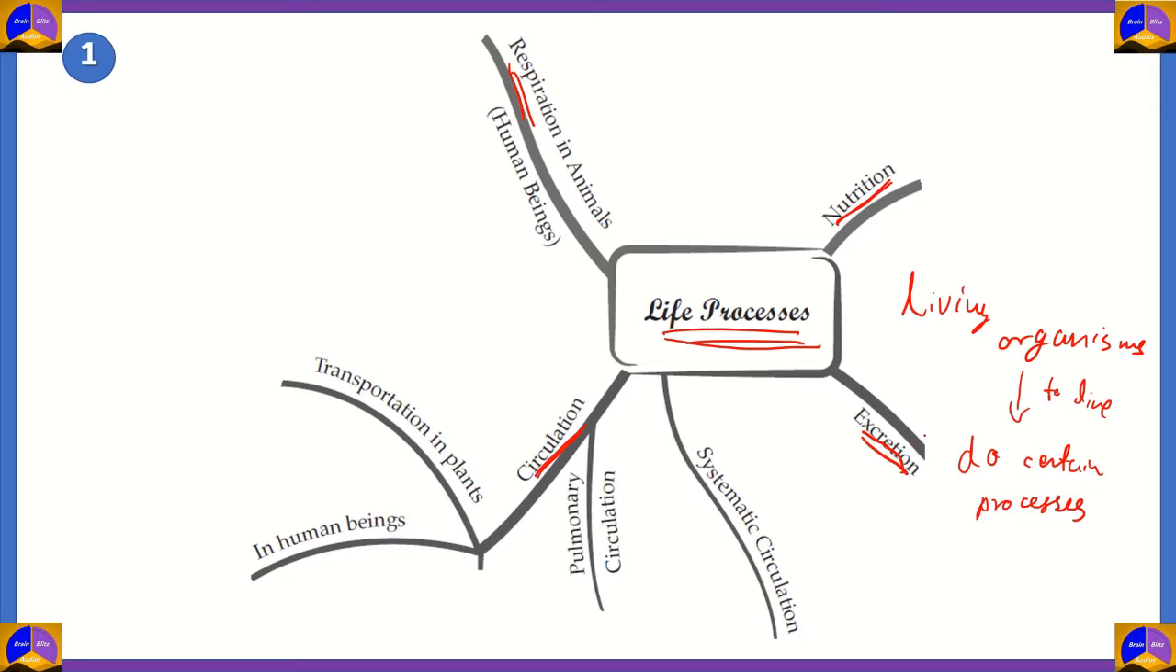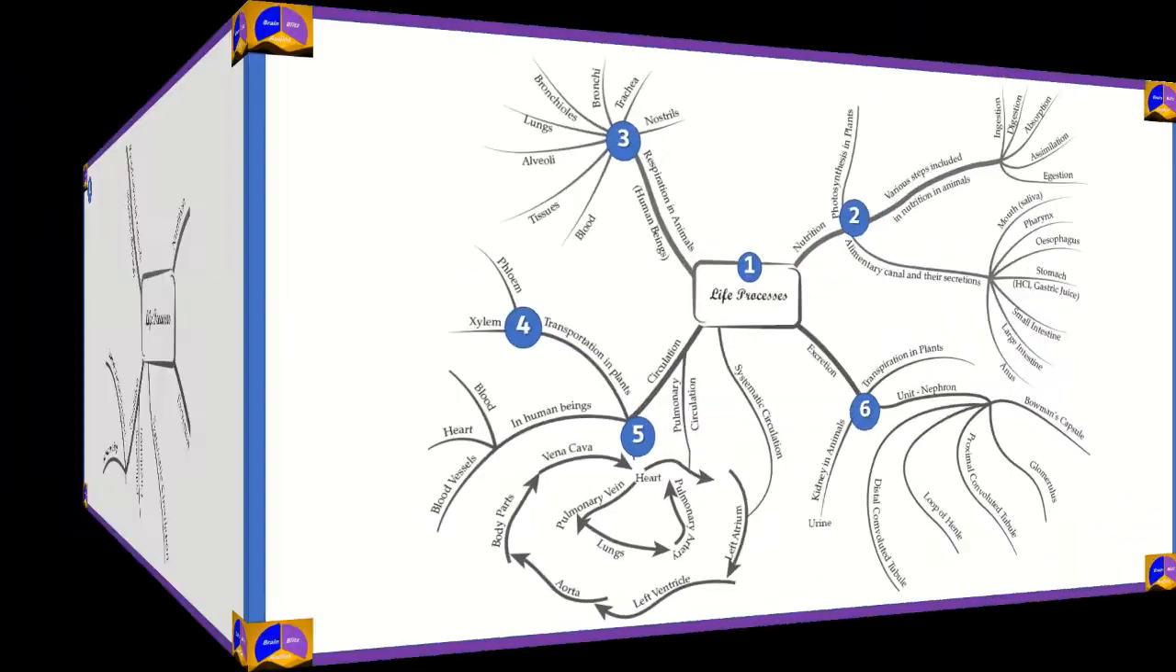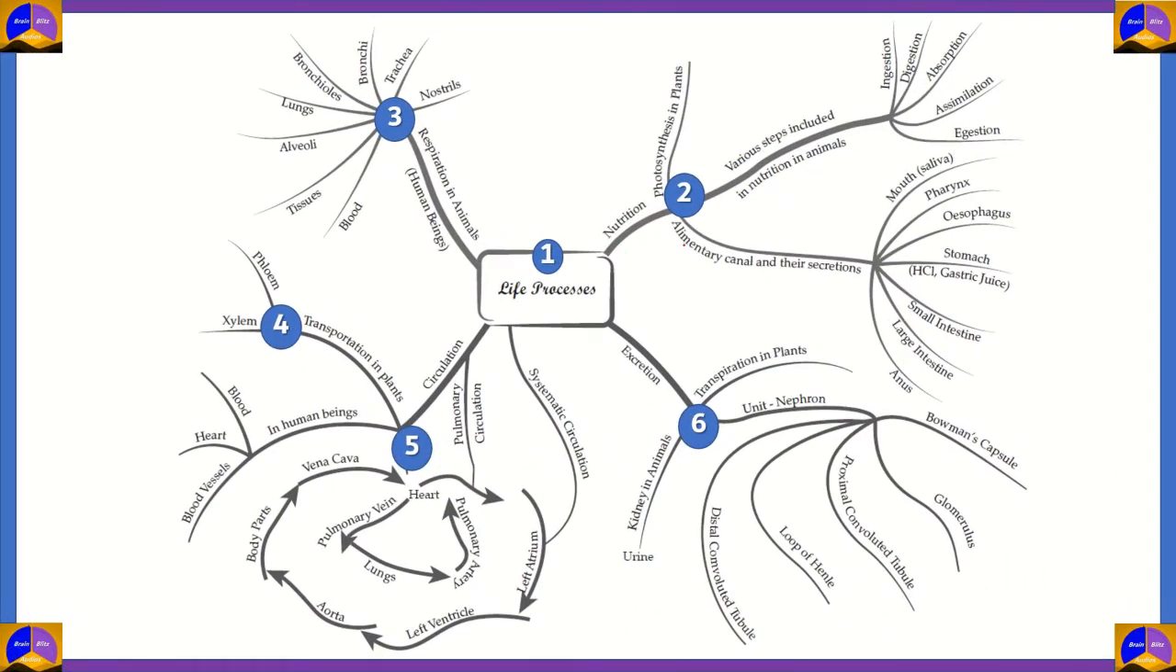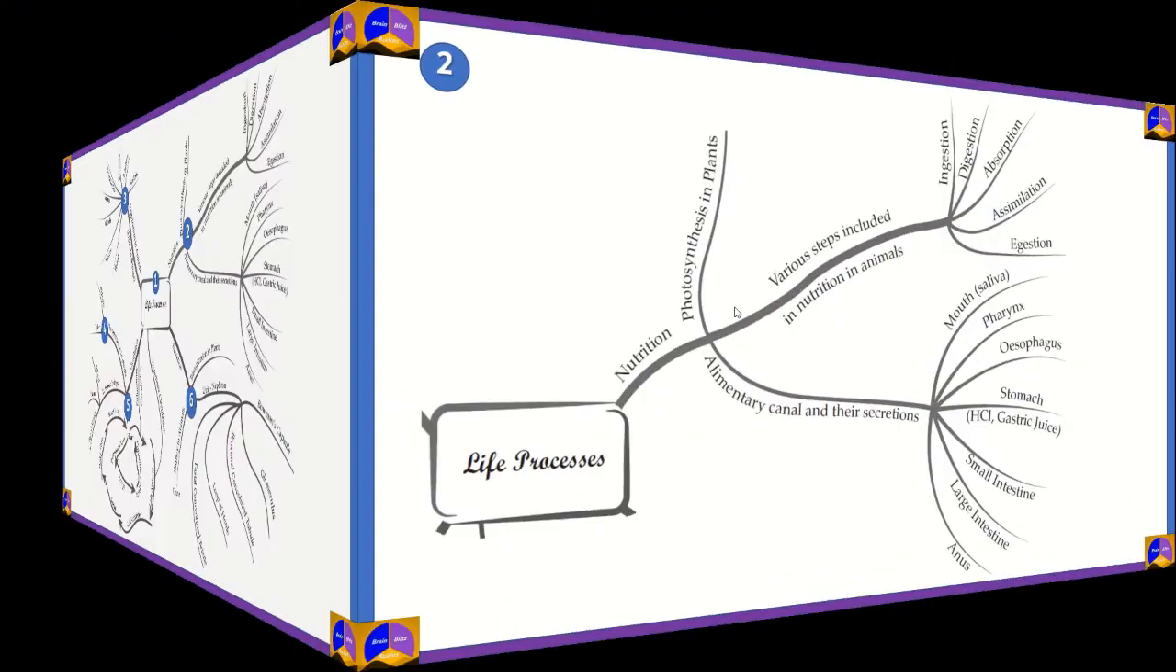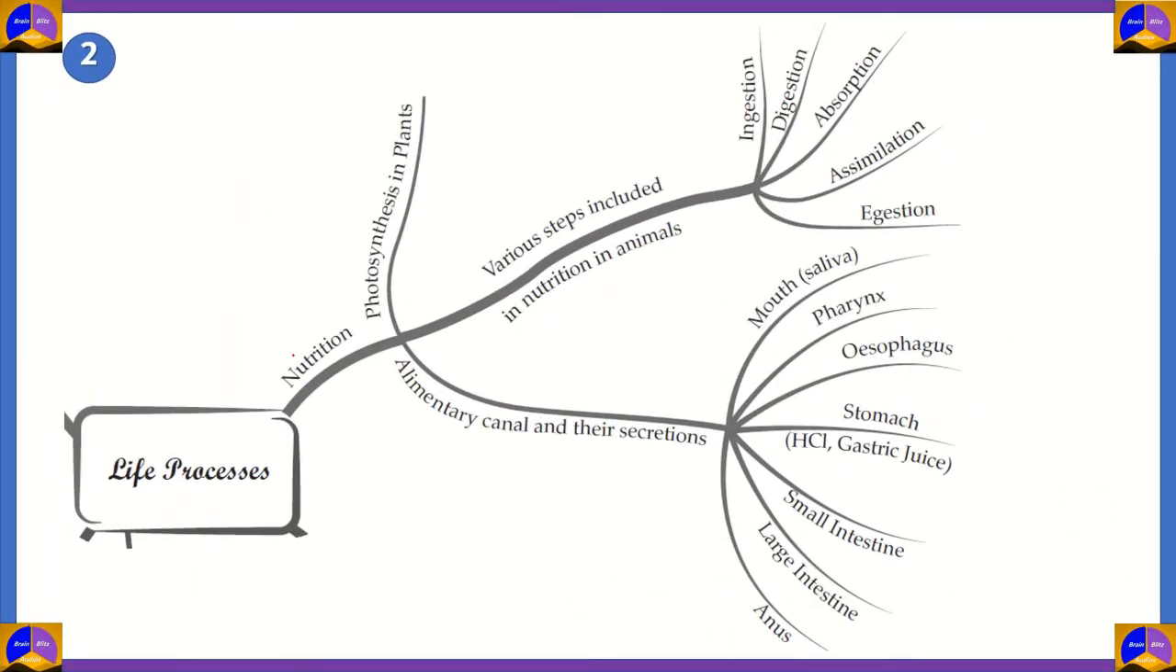So in this particular chapter, in this particular mind map, we're going to be looking at some of the very important life processes like nutrition, respiration, circulation, as well as excretion. So, since life processes depend on energy, we'll start off with nutrition. Nutrition is the source by which living organisms get their energy. Now, when it comes to nutrition, we broadly divide living organisms into 2 parts.